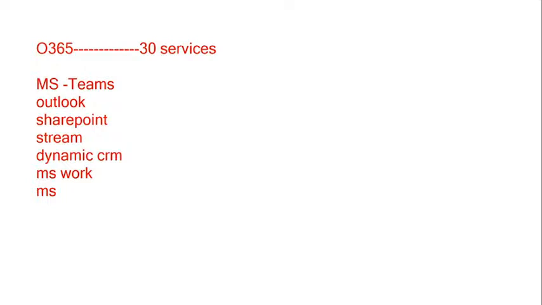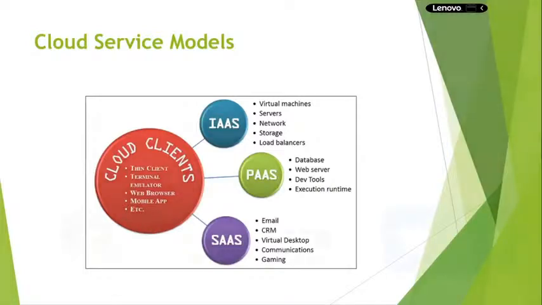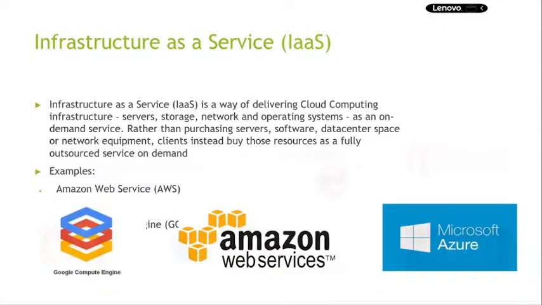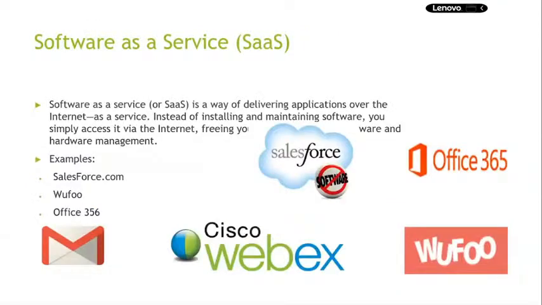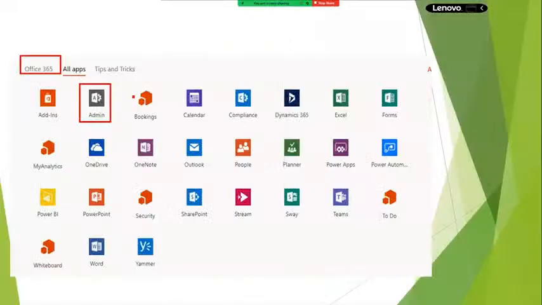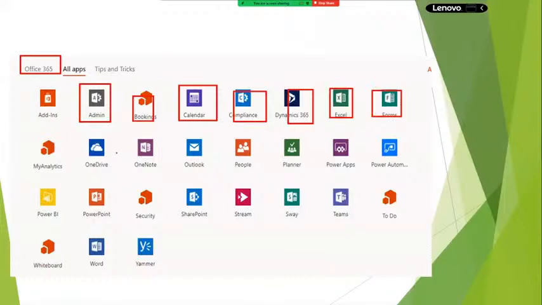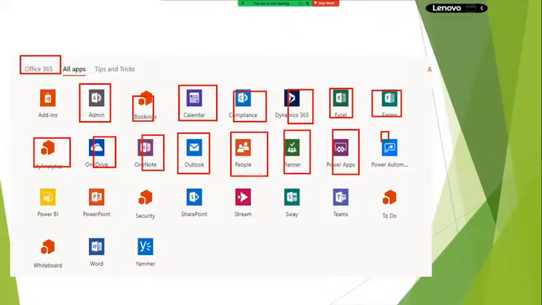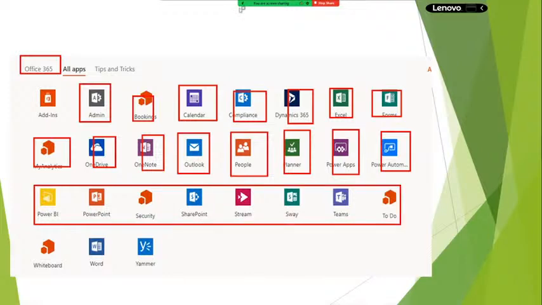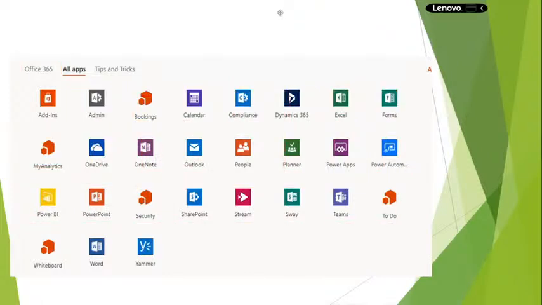See guys, these are the components provided by Office 365: admin, bookings, calendar, compliance, Dynamics, Excel, Forms, analytics, OneDrive, OneNote, Outlook, People, Planner, Power Apps, Power Automate, Power BI. All these things are managed by Microsoft. You need not worry about managing these things. This is Software as a Service.